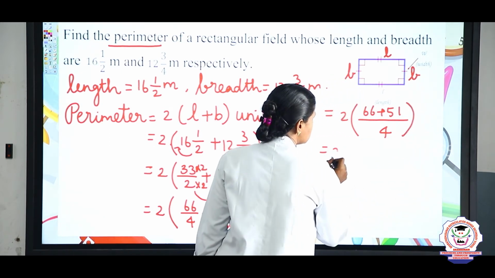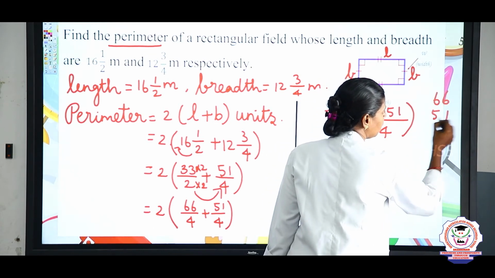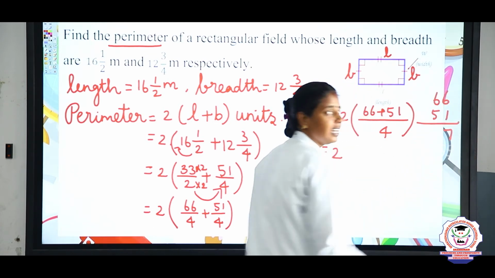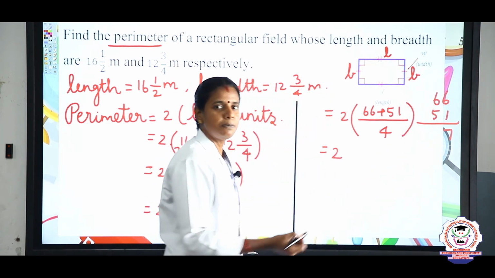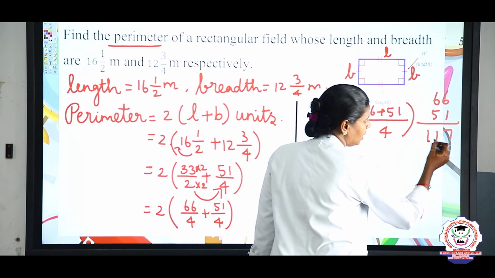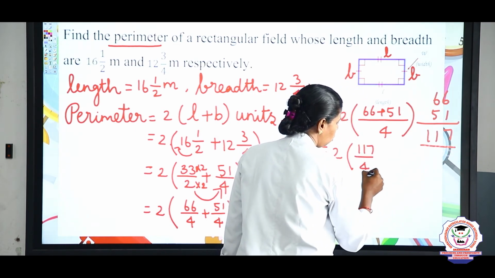Now add this. 66 plus 51. 6 plus 1 is 7. And 6 plus 5. What is 6 plus 5? 6 plus 5 is 11. Yes. So 117 by 4.